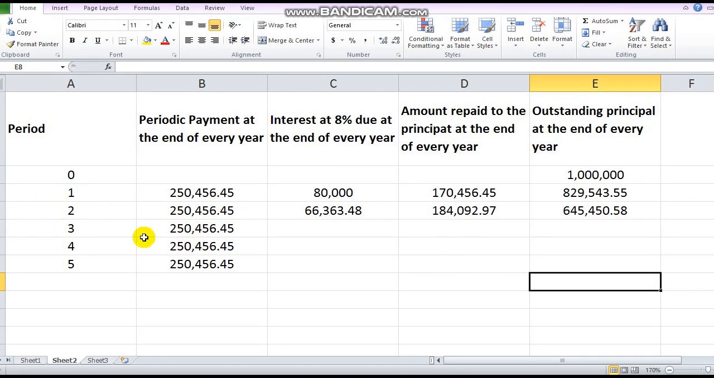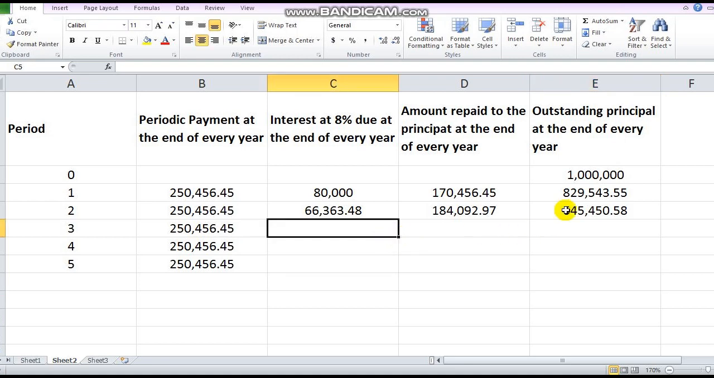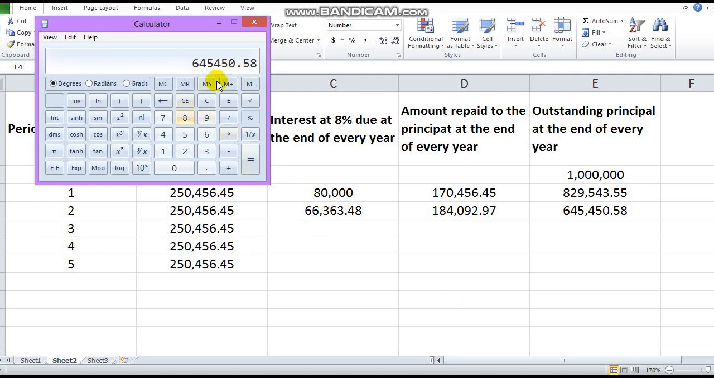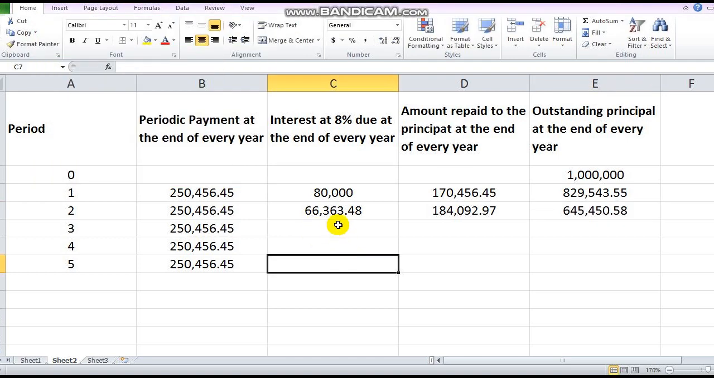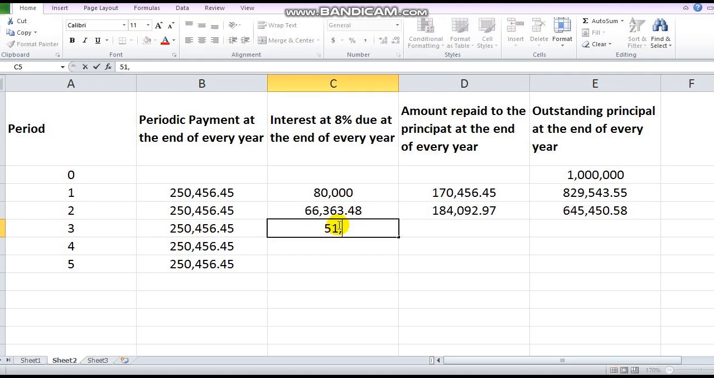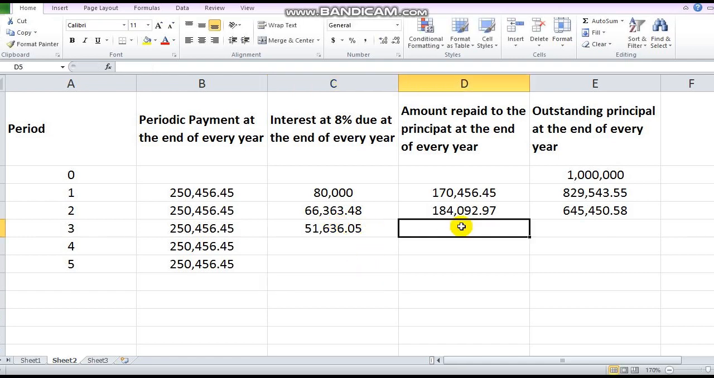In our third row here, let's continue. Let's have 645,450.58. Let's multiply that with our interest 0.08 times annual rate, which is 1. That's 51,636.05. So we're going to deduct this interest from the periodic payment that we just had.